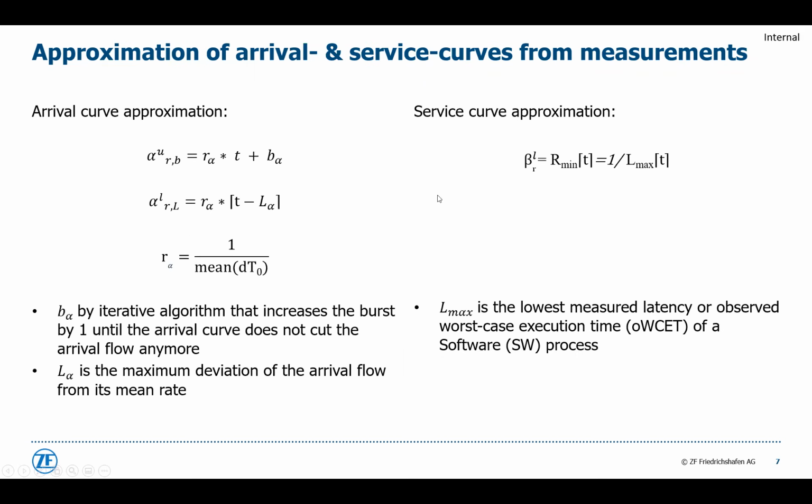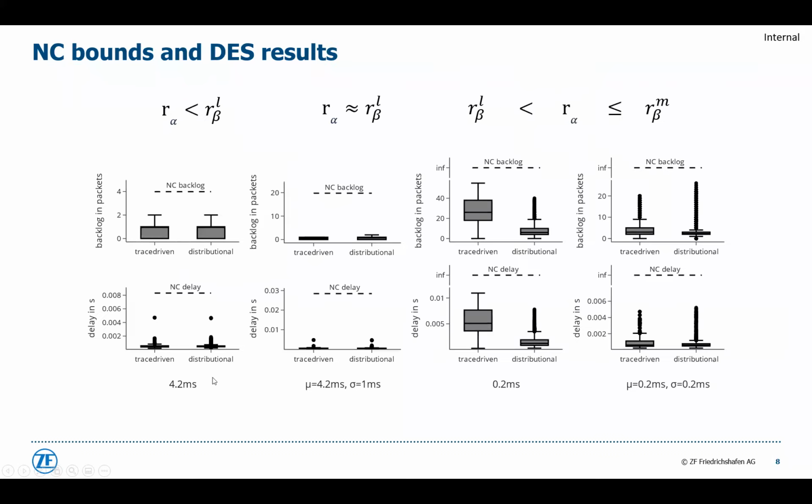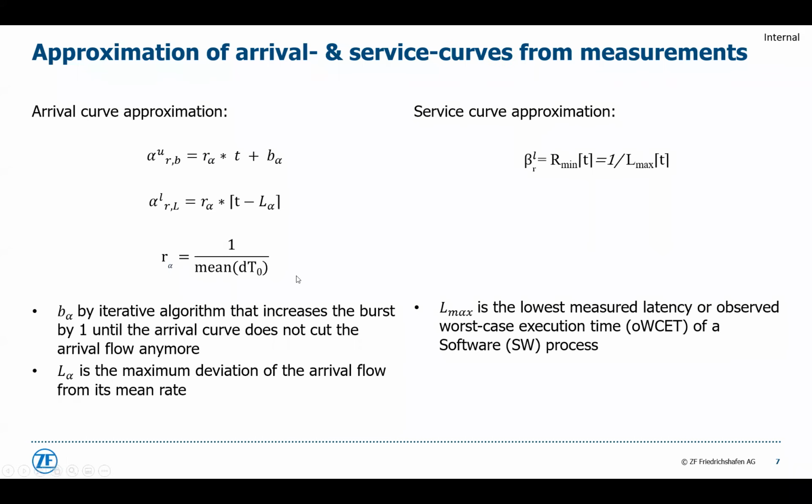Now to the arrival curve approximation. We assume that the mean rate is the rate for the token bucket curve, and the bucket we increase by an iterative algorithm that increases the burst by 1 until the arrival curve doesn't cut the arrival flow anymore. And the latency parameter for the rate latency for the lower arrival curve is found by the maximum deviation between the arrival flow from its mean rate.